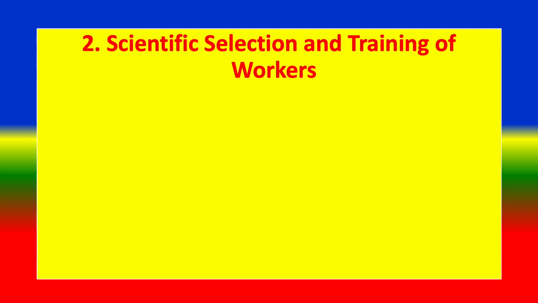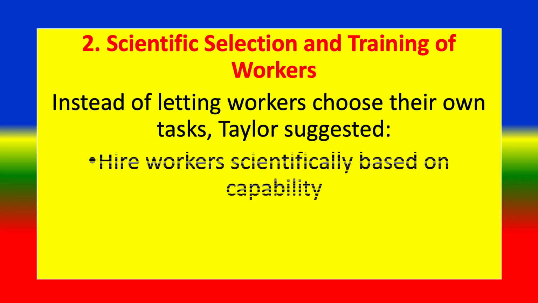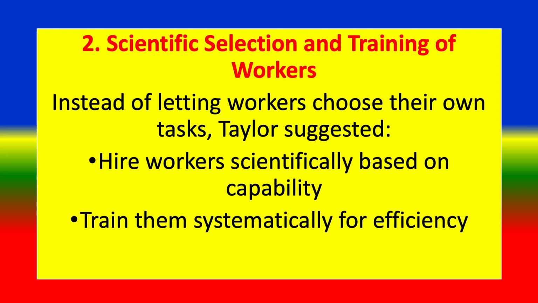2. Scientific selection and training of workers. Instead of letting workers choose their own task, Taylor suggested hiring workers scientifically based on capability, and training them systematically for efficiency.